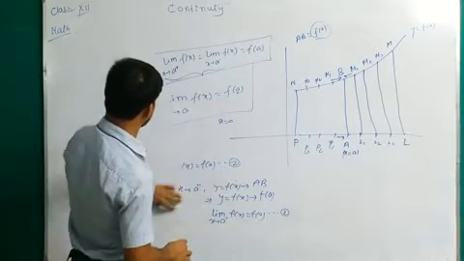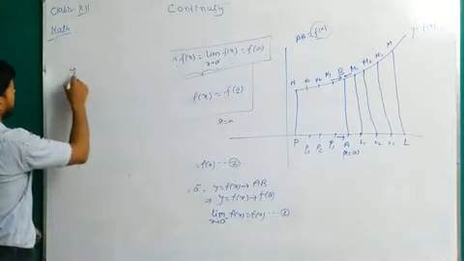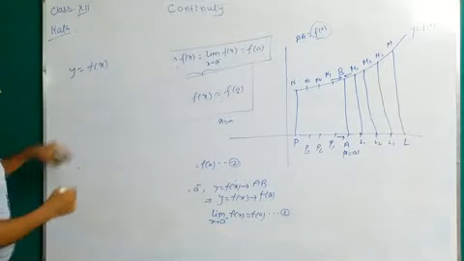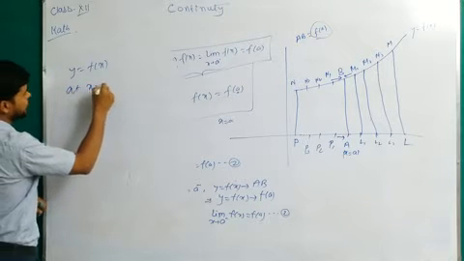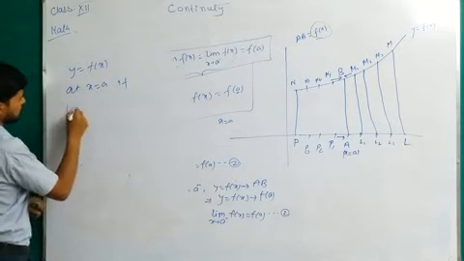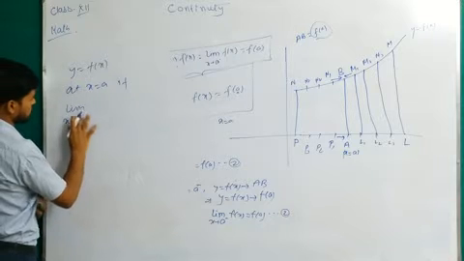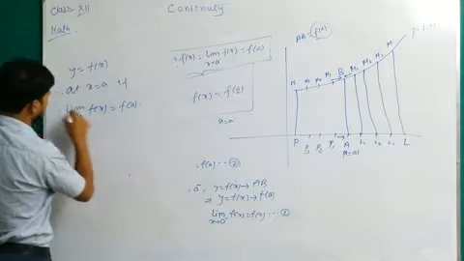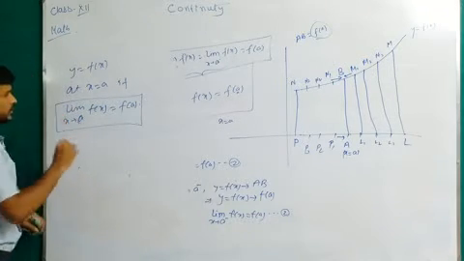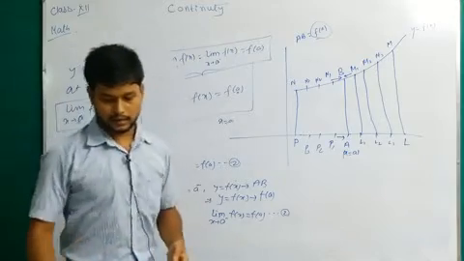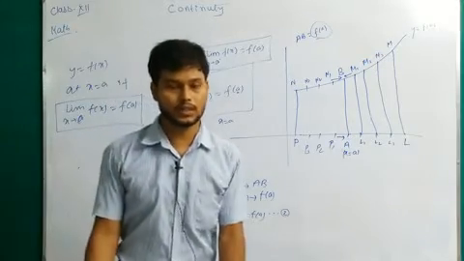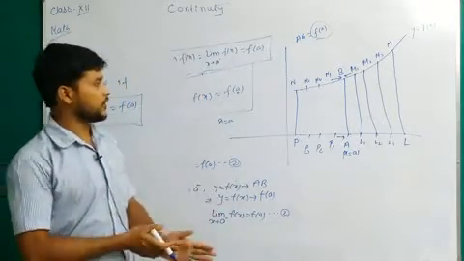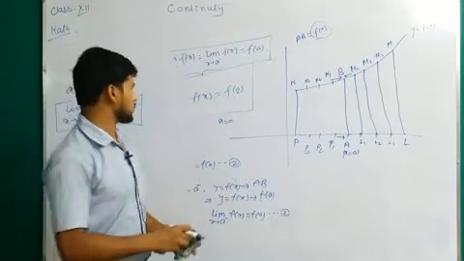So let y equal to f of x be a single valued function. The curve is said to be continuous at x equal to a if limit x tends to a, f of x is equal to f of a. Otherwise the curve is said to be discontinuous, and the point where the curve is discontinuous is said to be a point of discontinuity. Clear? Now we will discuss when a curve is said to be discontinuous.